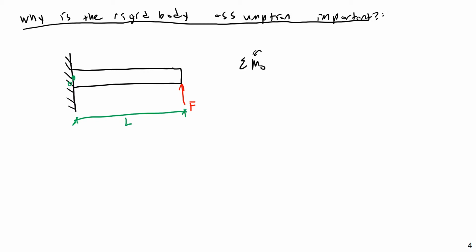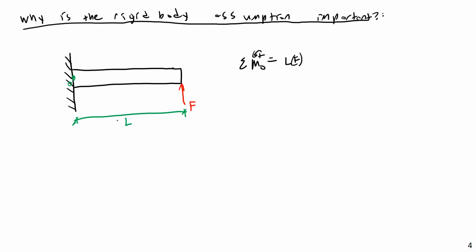The summation of moments about O is simply equal to L times F. Again, the moment this force is going to produce about the origin, or the left-hand side of the beam, is just the force times the length of the beam. That's just the length of the moment arm. Everything is nice and perpendicular here, so we don't have to worry about angles and thetas and cross products and all that kind of stuff. It's just L times F. No big mystery here.